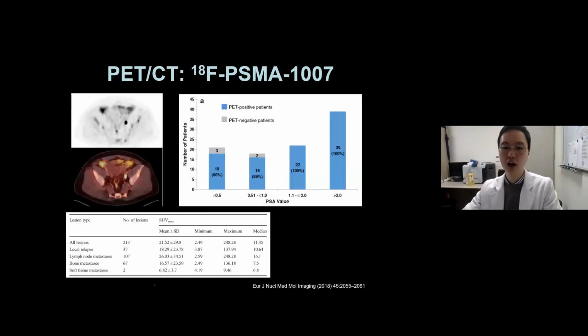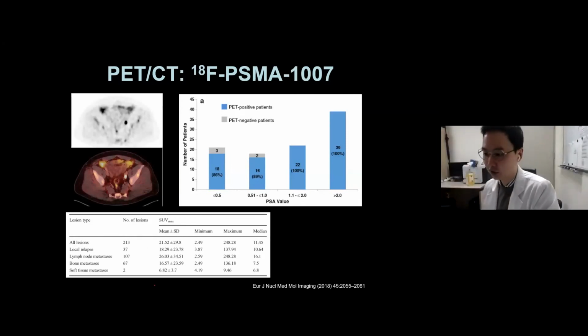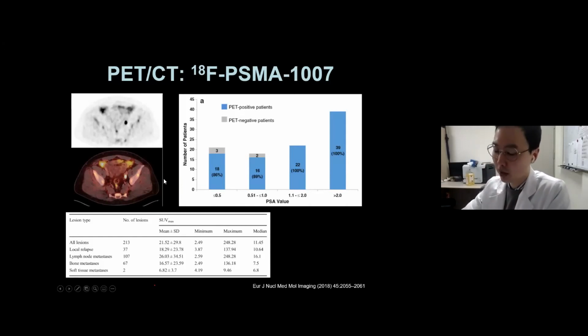However, this retrospective study, which included 100 patients, showed that 95% had at least one pathologic finding on this PET-CT. And although the PSA was lower than 0.5, more than 86% of the patients were detected with a recurrence, showing its promising result.